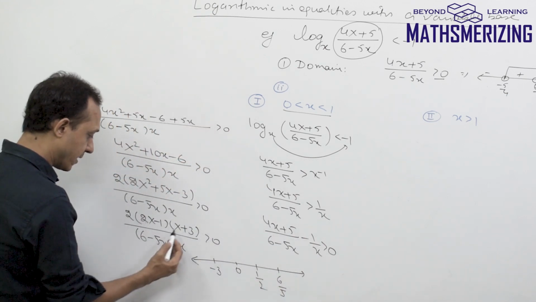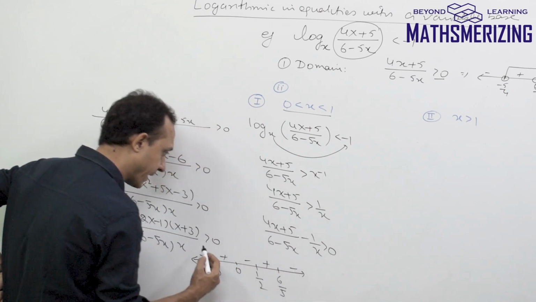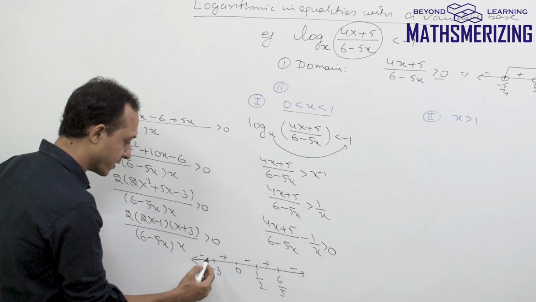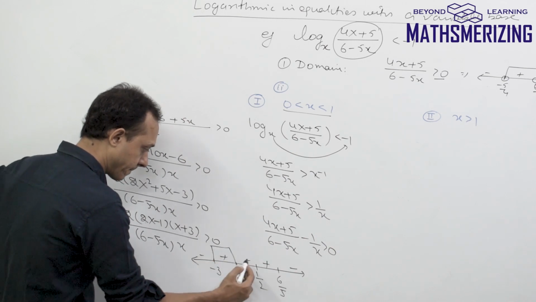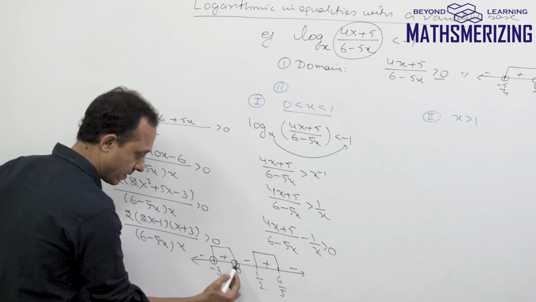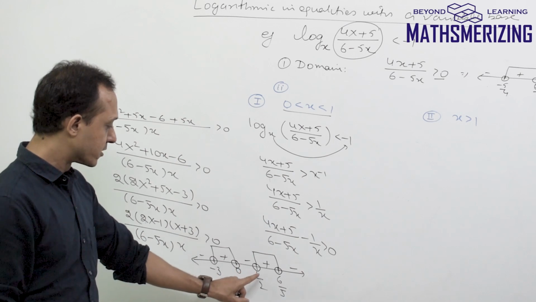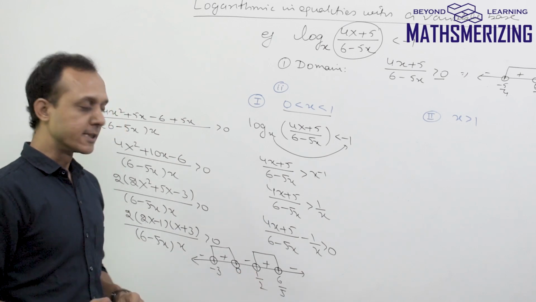So this is plus, plus, minus and plus. So it will be minus, plus, minus, plus and minus. Now for this one, I need greater than 0, which is plus. So I'll get either the value of x should lie between minus 3 and 0, or it should lie between 1 by 2 and 6 by 5.